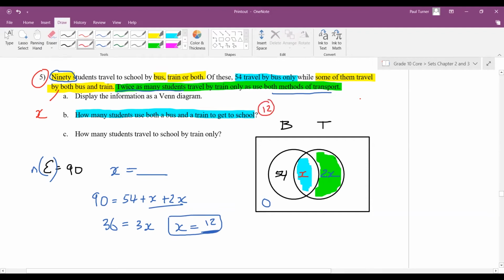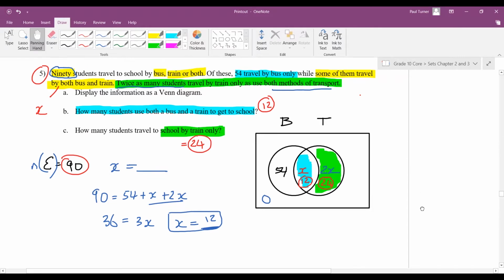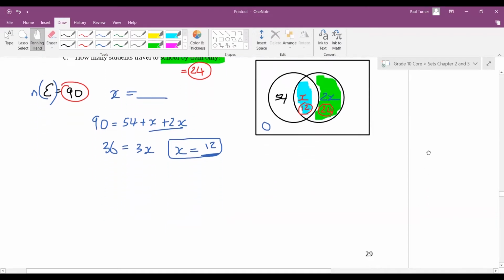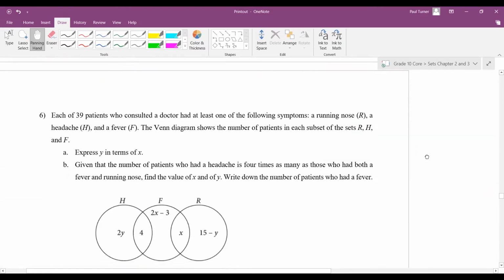That's 12. Well, if this is 12, train only must be 24, mustn't it? Because 2 times 12 is 24. And if you add the 3 numbers, you should get 90 here because none outside the sets. So how many travel by train only? That's the green bit. And that's going to be 24 there. All right. But you can check your answer key as you're going along. Got that one? So if you can get your diagram drawn okay, you should be good.